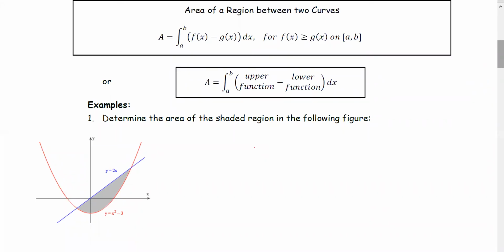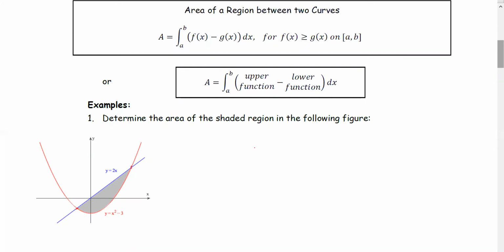Example 1. Determine the area of the shaded region in the following figure. We see the graph of y equals x and the curve y equals x squared minus 3, and the region bounded by these two graphs. You can see that the line y equals x is above the curve y equals x squared minus 3 for the entire region.